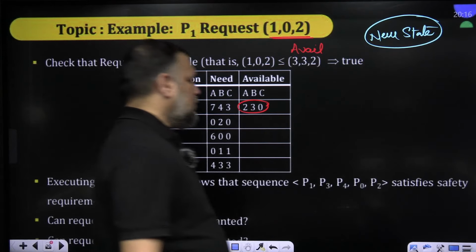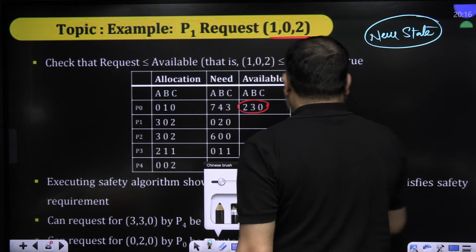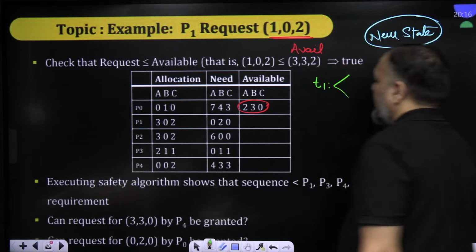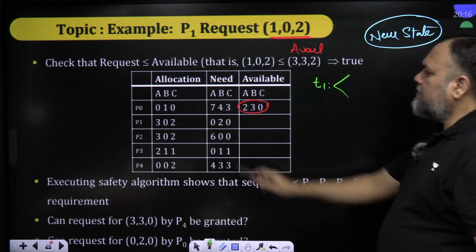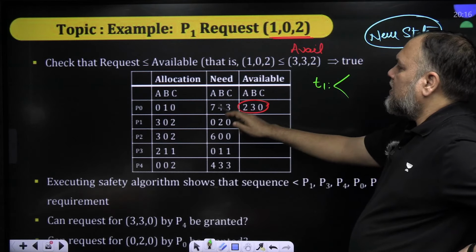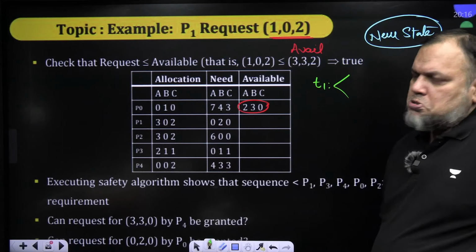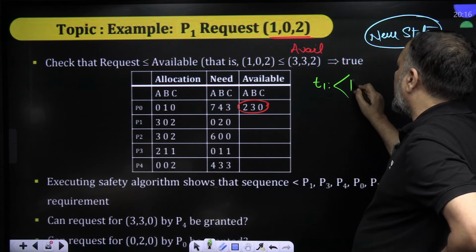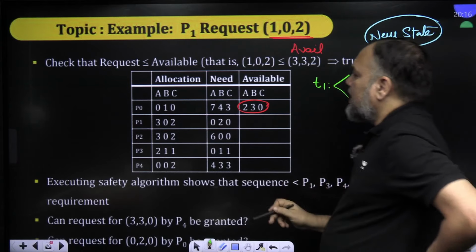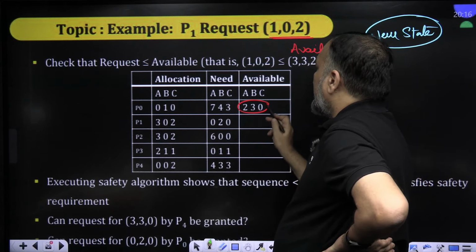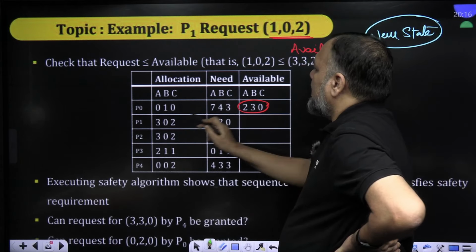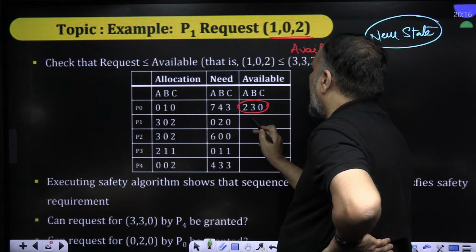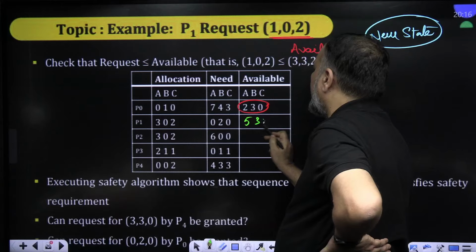So again, we have to run the safety algorithm. At time t1, when I'm making this request, am I safe or not? Let's verify. We start again with P0. Can I satisfy the need of P0, 743, from 230? No. Can I satisfy the need of P1, 020, from 230? Yes, we can. If you satisfy the need of P1, what will my new available be after P1 completes? We said the current allocation should be added to the current available. If I add 302, it becomes 532.